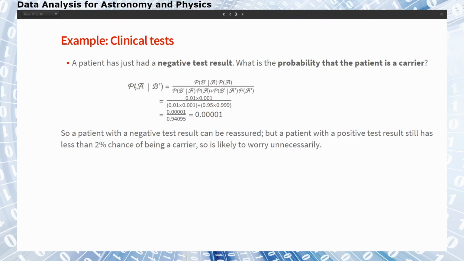We can again set up our probabilities such that on the right hand side we have only the numbers, the probabilities that we know, and now we come to the probability of 10 to the minus 5. So when we get a negative test, it is very unlikely that we are a carrier, but if we get a positive test, we still can keep reasonably calm because there's only a 2% chance of actually being a carrier.